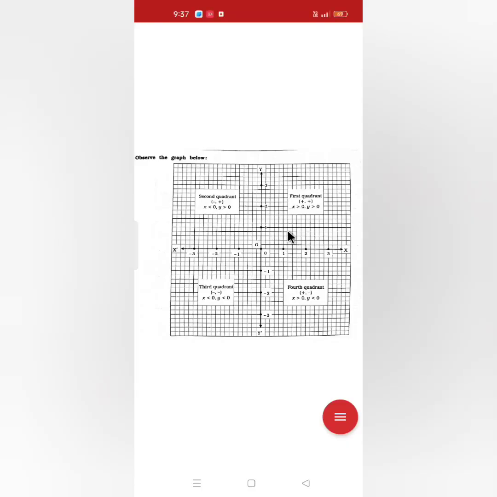In the first quadrant, both coordinates are positive. In the second quadrant, minus, plus. That means the x coordinate is negative, the y coordinate is positive. In the third quadrant, both are negative. And in the fourth quadrant, plus, minus. That means the x coordinate is positive, the y coordinate is negative.